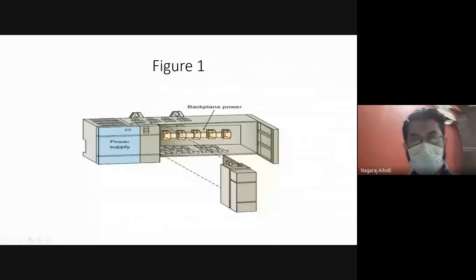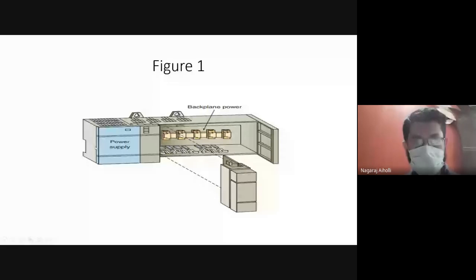This is called the back plane of the rack. This is a rack arrangement. As you can see here, there are different racks: first bottom rack, middle rack, top rack. Correct. So this is a rack arrangement in which these are the slots or the connectors, power connectors, from where the power is sent to the IO modules.